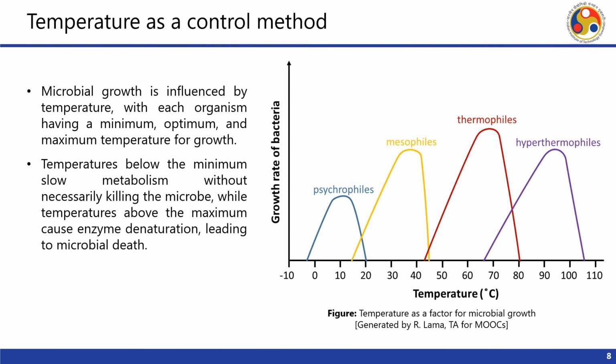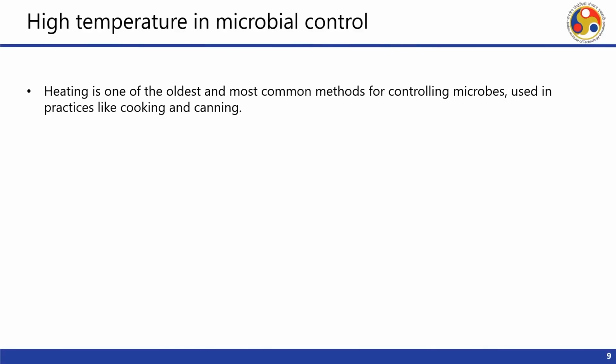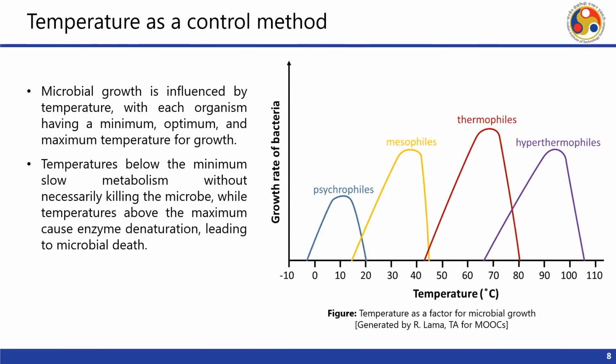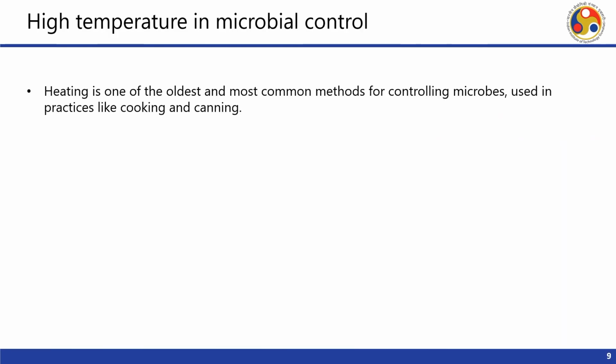So, this temperature versus growth rate of bacteria curve is very useful when we are going to use temperature as an agent for controlling microbial growth. So, a high temperature in microbial growth. Before you define that, the high temperature will actually vary for each and every type of bacteria. For psychrophiles, 25 is actually a very high temperature, while for hyperthermophiles that may go as high as 110 degrees centigrade.